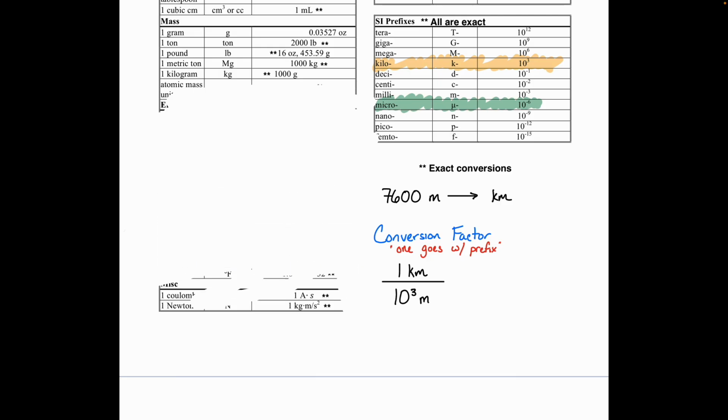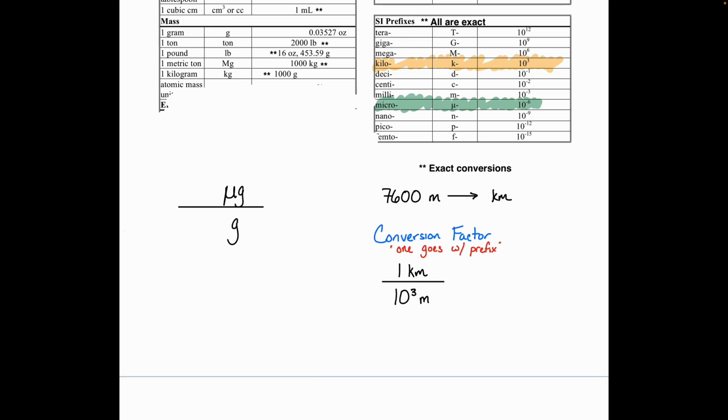Just going to make some room here. All right. If I was going to play the same game with the micro entry on this table here, I have this 10 to the 6. All right. So first of all, my conversion factor would be from micrograms to grams.